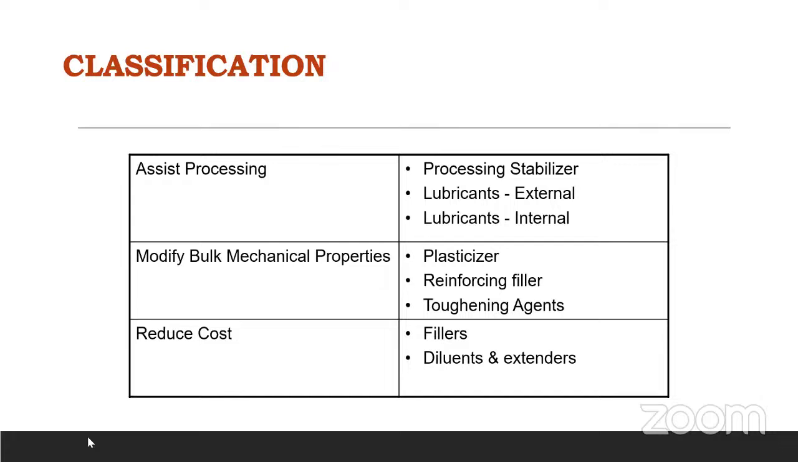Then there are toughening agents, like elastomeric polymers or impact modifiers. These modify the overall bulk mechanical properties of your polymers. Then when you try to reduce the cost, you generally go for selecting fillers. As I previously mentioned, fillers can act in reducing the cost of your base polymer. Then you have diluents and extenders. So what are diluents and extenders? We will see in the coming slides.